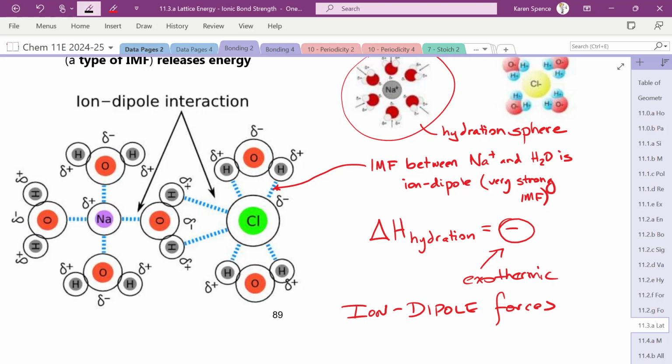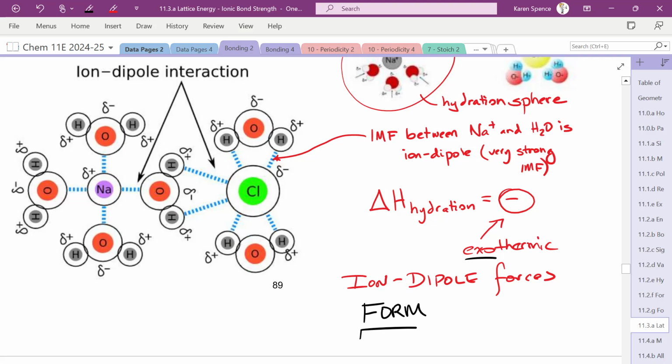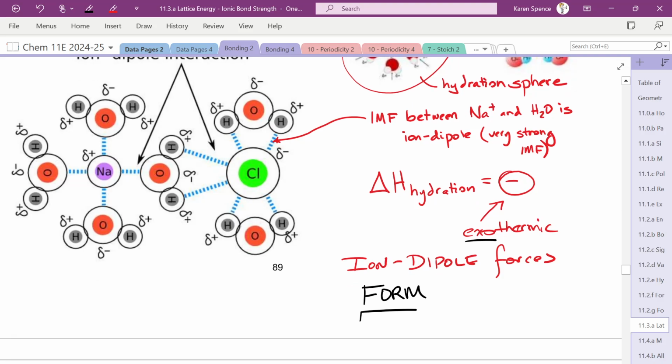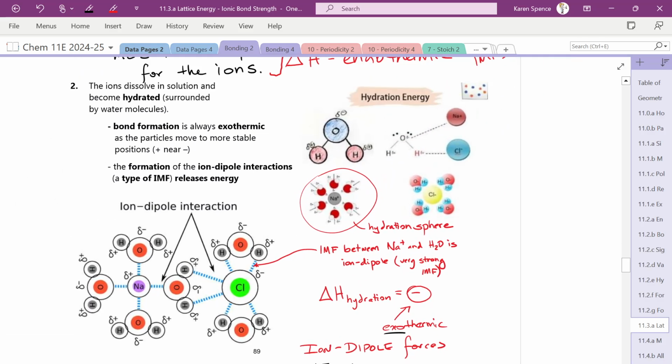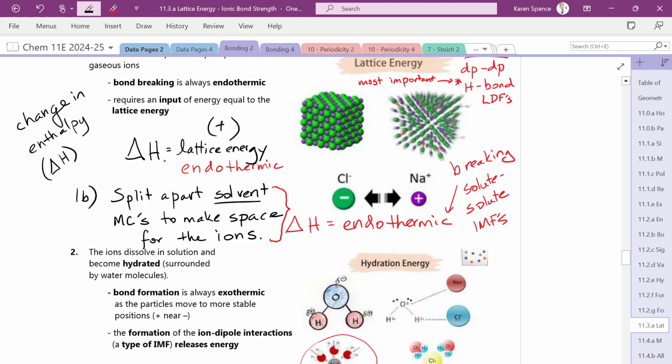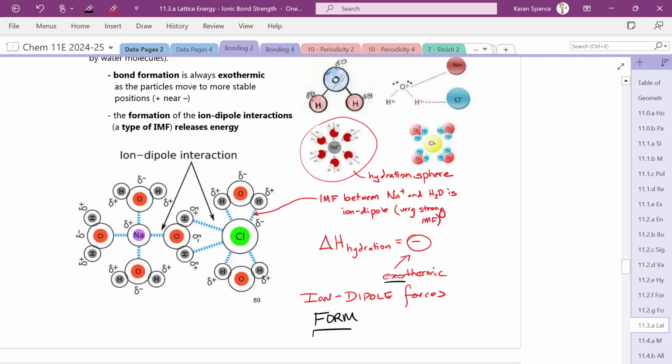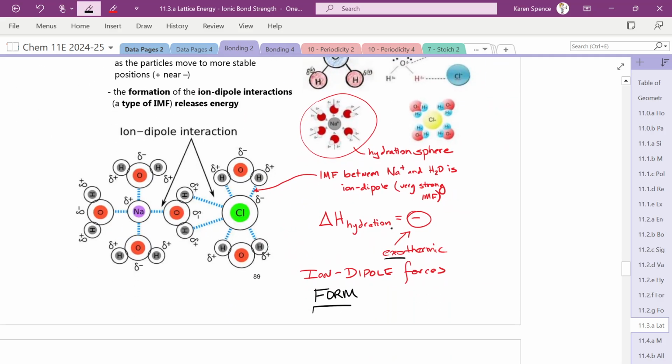The ion-dipole forces are forming. They form, and if they form, it is exothermic. Okay? So in order to find the overall enthalpy of the dissolving process, you would take, let's call this one delta H1, delta H2, and delta H3.